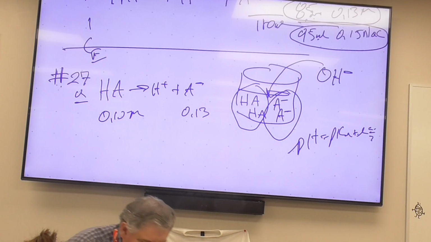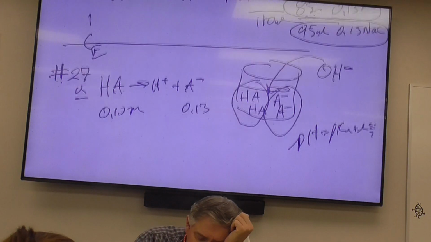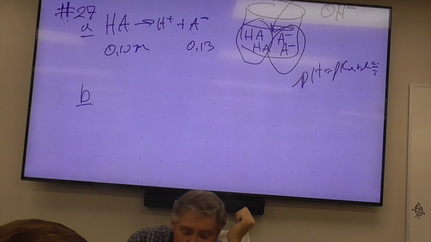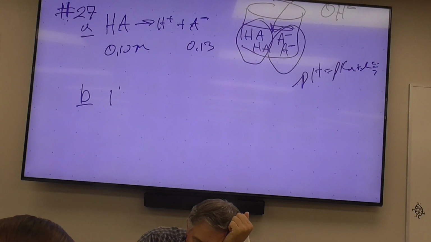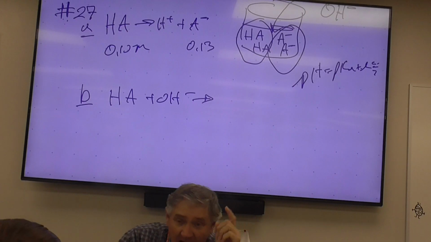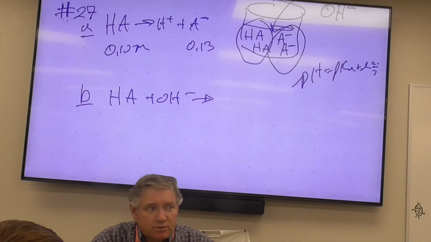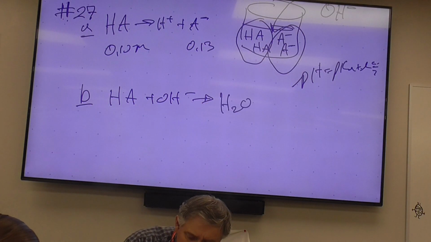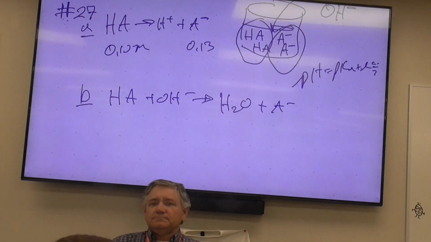Beautiful answer. Okay? And again, you have to start with this reaction. What's going to happen is that acid is going to react with your hydroxide. Now, out of that reaction, what are you going to get? Water and the anion. Okay?